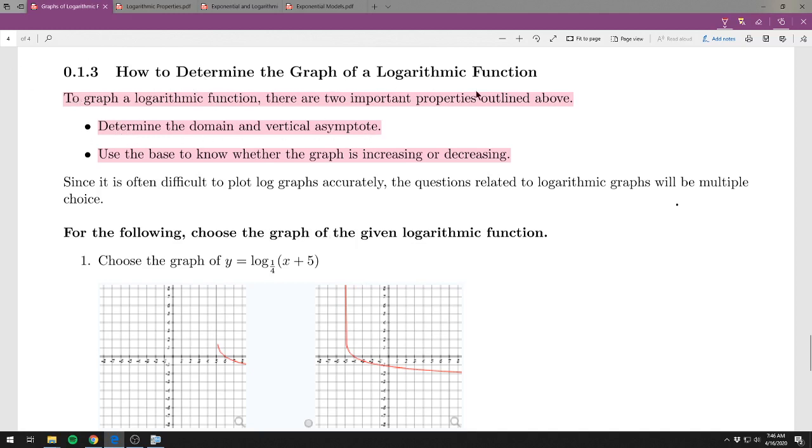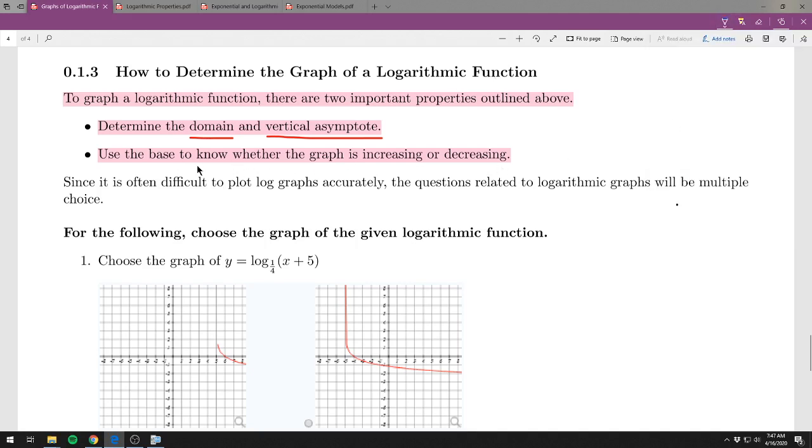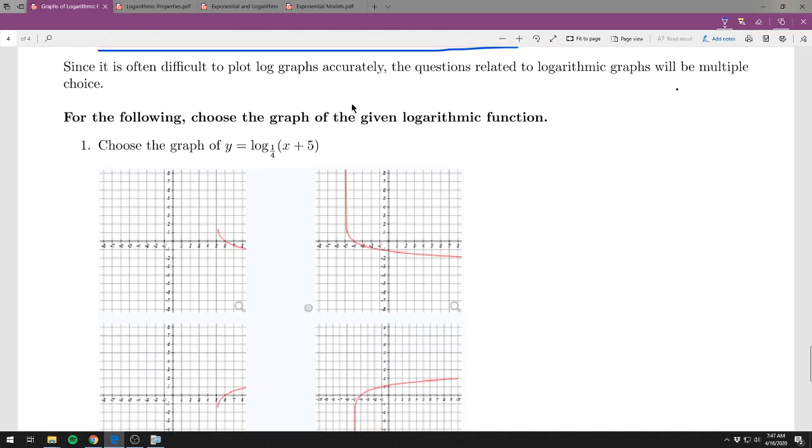So to graph a logarithmic function with some kind of accuracy, you want to determine the domain and vertical asymptote. Sometimes you might just need the vertical asymptote. Sometimes the domain might help. Since these are multiple choice, you might not need to do both. And then the other thing that we didn't talk about with the last couple problems is the base. We want to use the base to know whether the graph is increasing or decreasing. Right, so like I said, since it is often difficult to plot log graphs accurately by plugging in numbers or something like that, they are multiple choice.